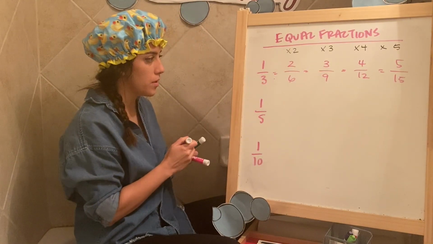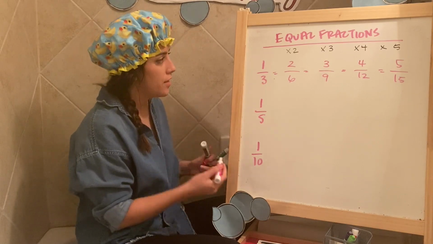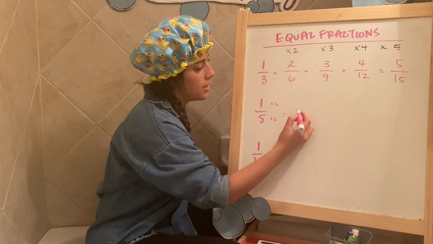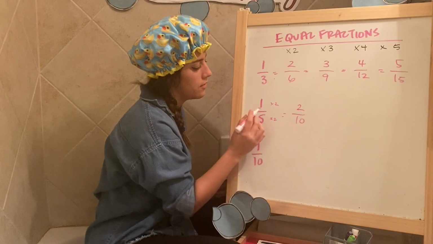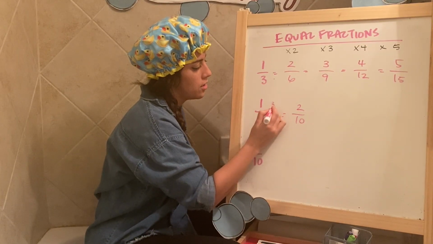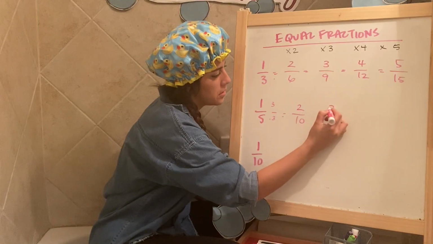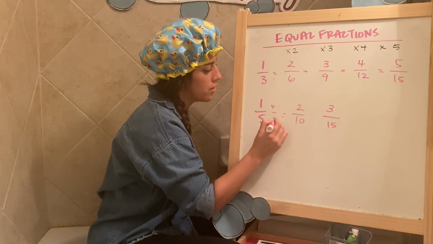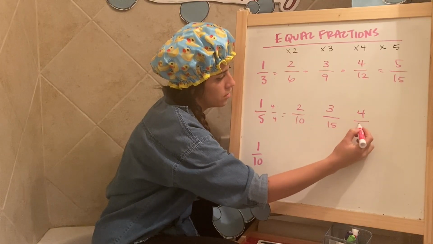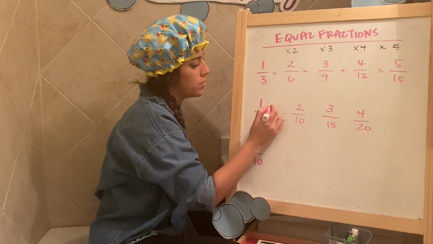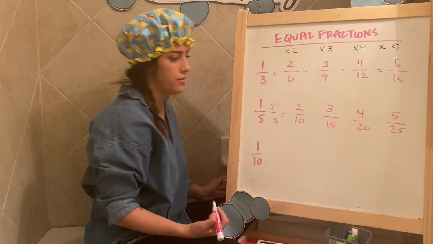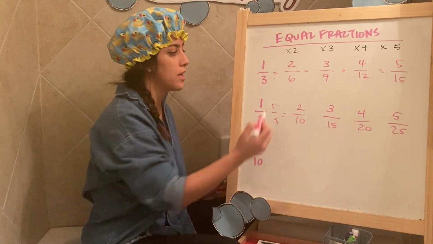Let's do the same thing with these bottom fractions. 1/5, if I multiply both by 2, that equals 2/10. If I multiply both by 3, that would be 3/15. If I multiplied both by 4, that would be 4/20. If I multiplied both by 5, that would be 5/25.